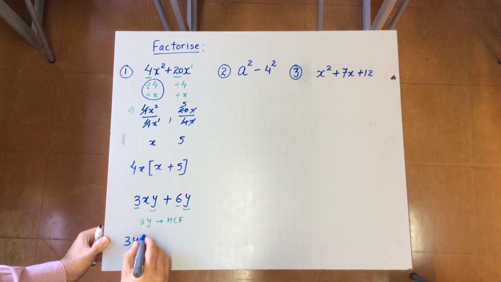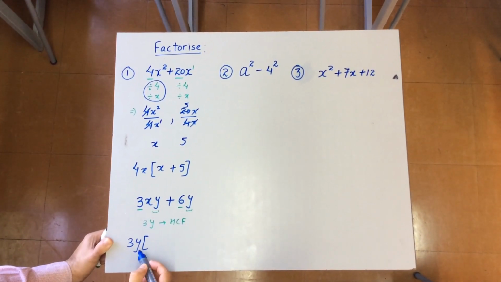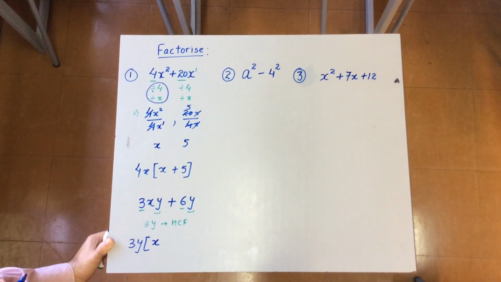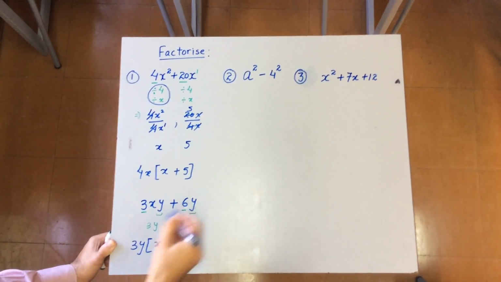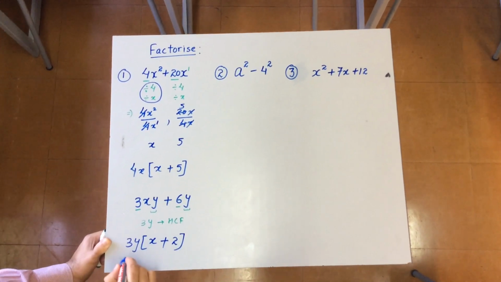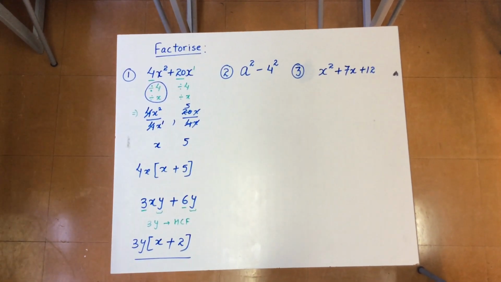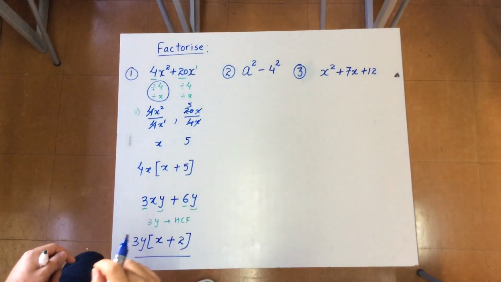So 3y should be outside. 3xy divided by 3y, of course, gives x, plus 6 divided by 3 is 2 and y over y is 1. So that's the factorization. Do you have any question in this? No. Let's carry on to the second category.